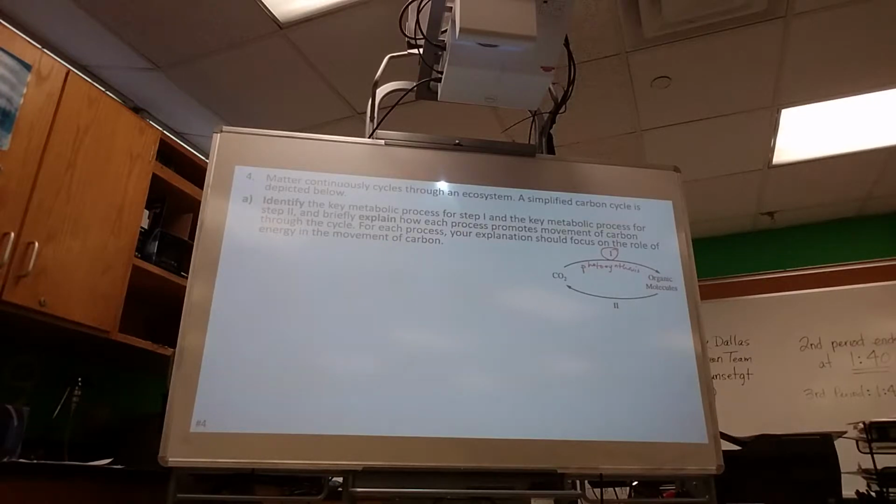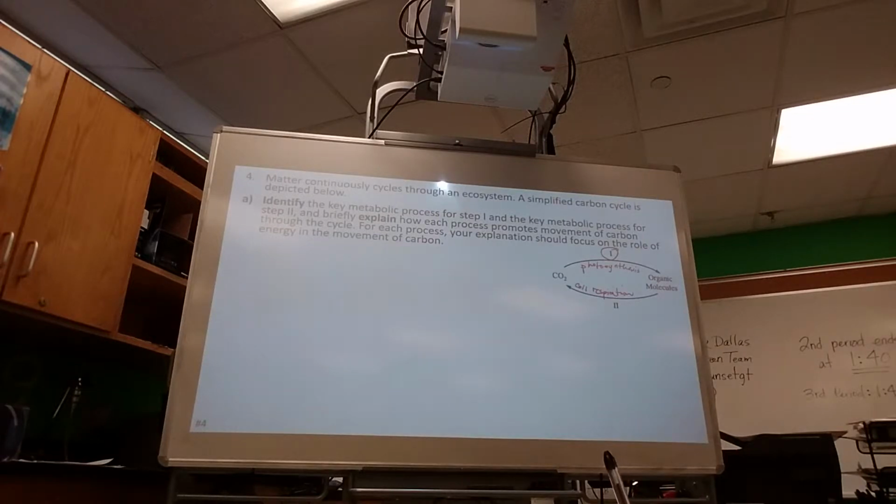What is the metabolic process for step 2? So step 2 is going from organic molecules to CO2. So what do you guys think that is? Isn't it respiratory? Organic molecules to... cell respiration. Thanks for giving me a chance. I already said respiration.